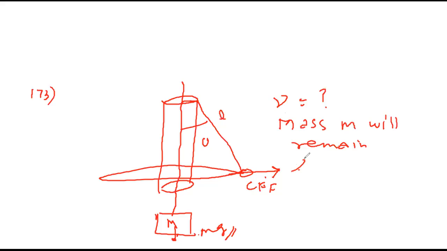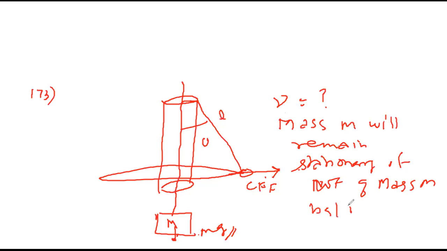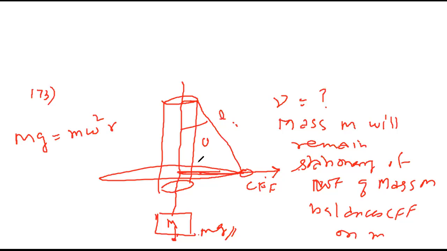remain stationary if mass capital M will remain stationary if the weight of mass capital M balances the centrifugal force on small m. So capital M's weight is Mg and that is m omega square r. If this is r, what is this radius? Can you tell? This is length L. So what will be the radius of rotation?